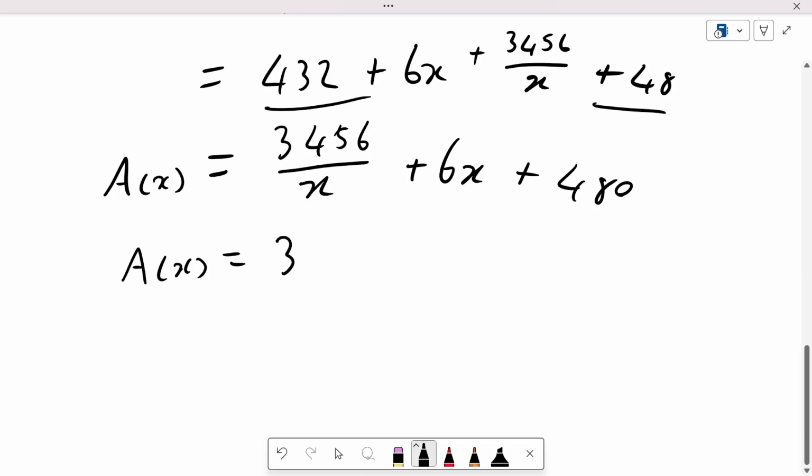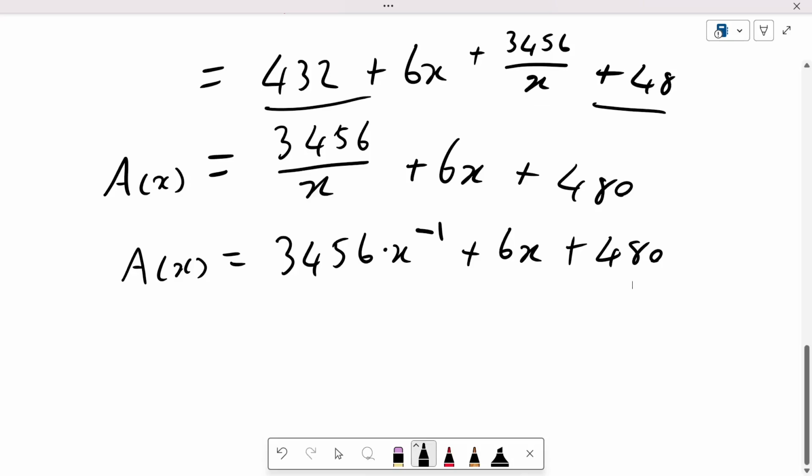So we have 3,456, and then we can write this as multiplied by x to the power of -1, according to your exponent laws. You should be very familiar with the exponent laws at this moment, and we're going to have plus 6x plus 480. Now we can differentiate.